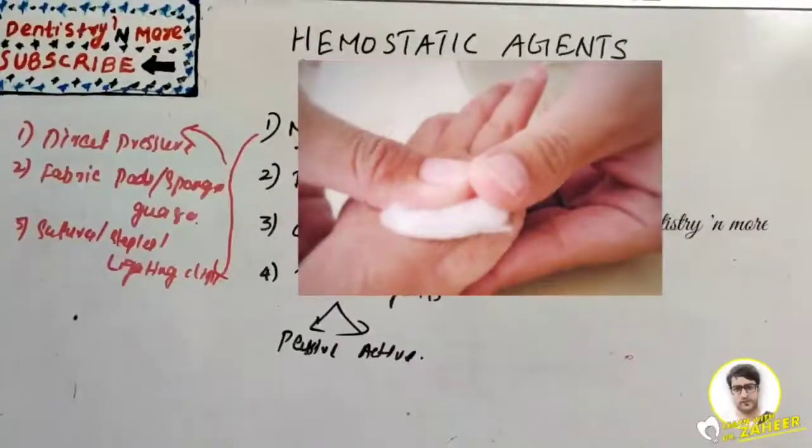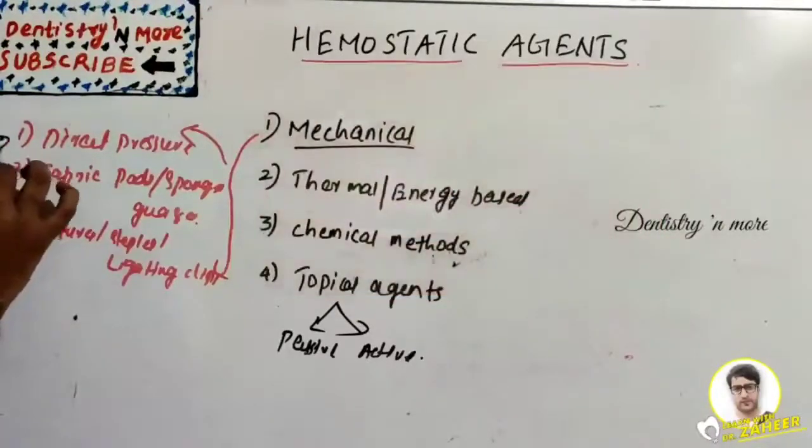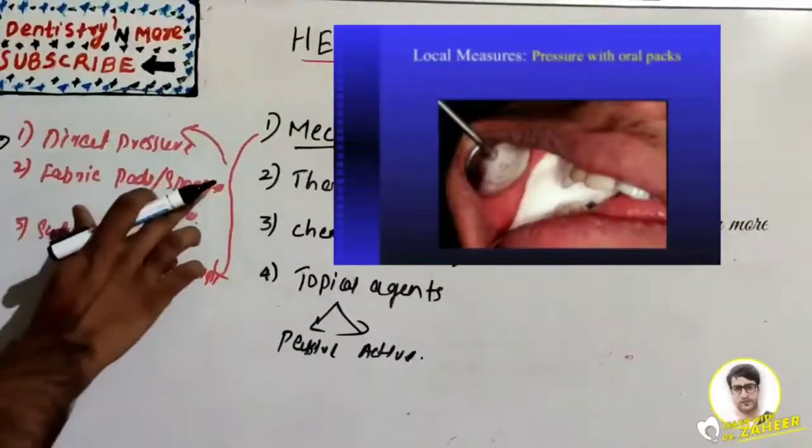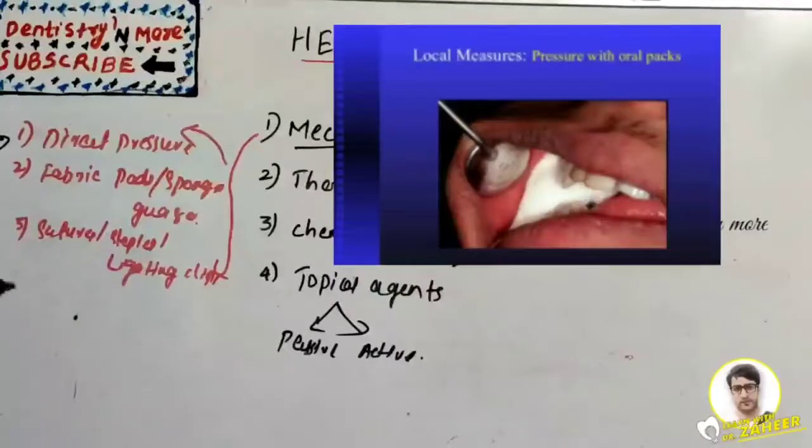Direct pressure is the simplest and fastest method. It is the surgeon's first choice because arterial bleeding can be better controlled than venous bleeding. Then we have fabric pads, gauzes and sponges. Here the concept is application of direct pressure, packing of the body cavity or surgical area. The number of sponges used during surgery needs to be counted, and these are temporary measures.